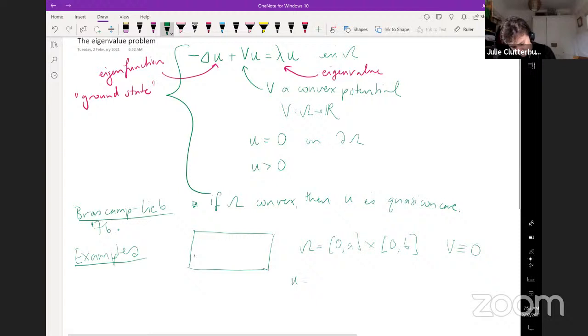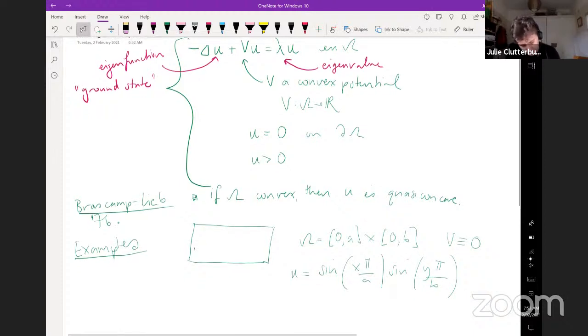This is given by u equals sine of x pi on A, sine of y pi on B. And you can check that u is log concave, but not concave.